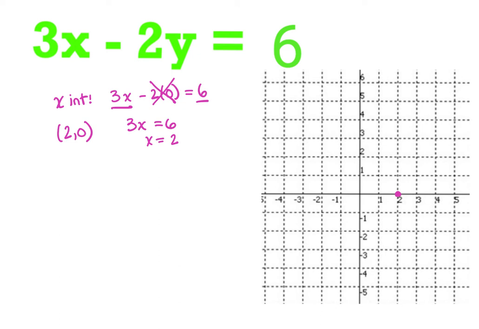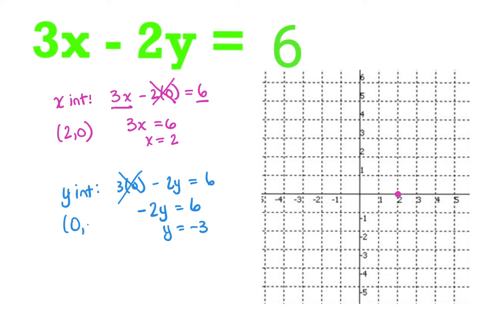And then you need to find your y-intercept. To find your y-intercept, you make your x 0. So I'm going to say 3 times 0 minus 2y equals 6. What that does is it cancels out the x piece, and you just have the y piece. Negative 2y equals 6. You divide both sides by negative 2, y equals negative 3, which means my y-intercept is 0, negative 3. And so I'm going to go on my y-axis and graph my 0, negative 3.